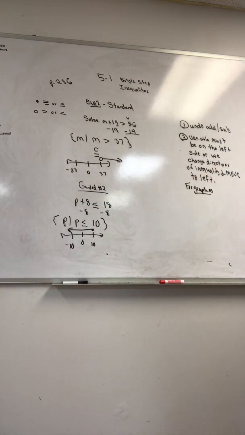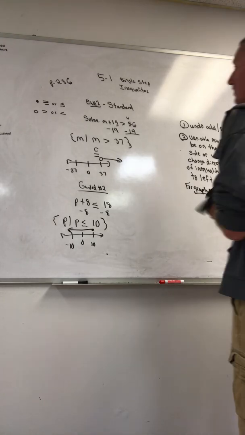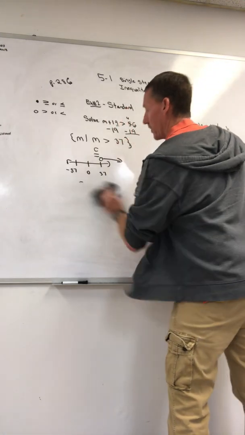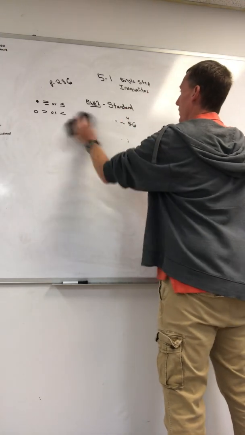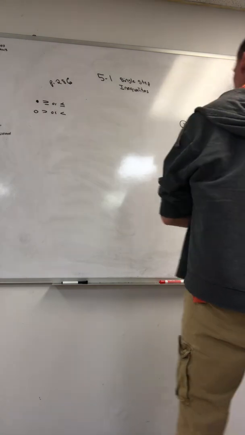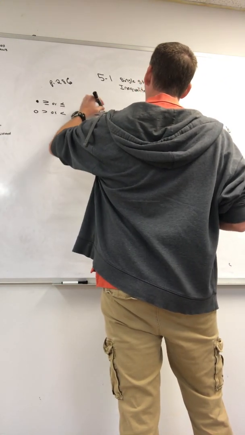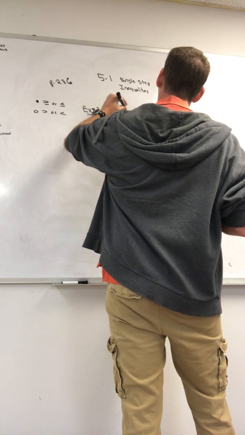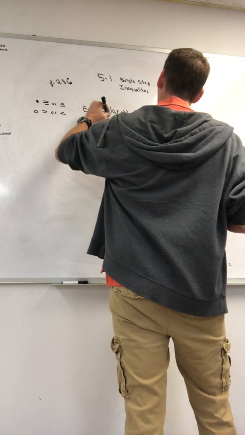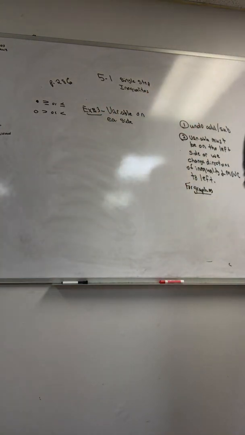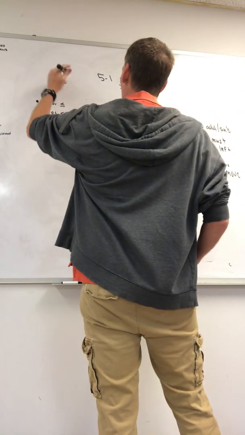Let's see if I see one where the variable's on the right. I don't see one yet. But let's go ahead and look at example 3 where the variable's on both sides. So I'm going to erase this. So example 3, we're going to call this variable on each side. And this is on page 287 now.